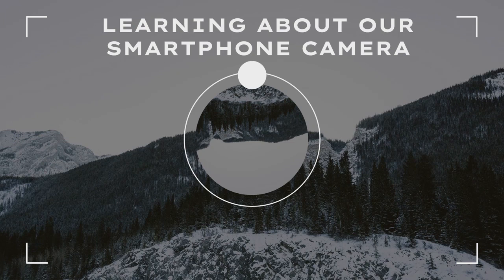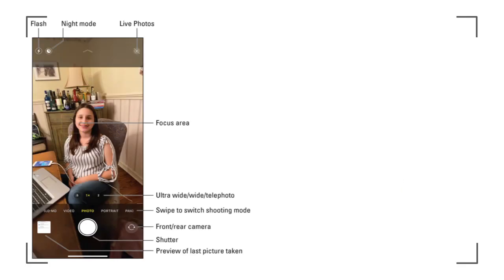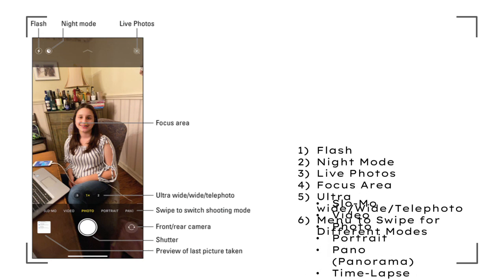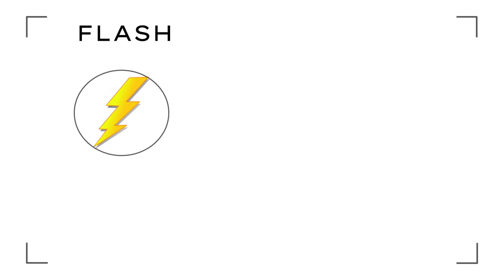So the first thing we're going to start out with is just a brief overview of what some of those icons are. As you can see in this photo here, there's a nice little layout that shows you the flash, night mode, live photos, focus area, and so on. So here I've provided a list for you in case you want to do a little extra Googling after the video. Now you'll know exactly what they're called as far as the name of the icon on the camera. So we're just going to go over a few of these today, and then next week I'll wrap up with the rest. But the first thing I want to talk about is the flash.